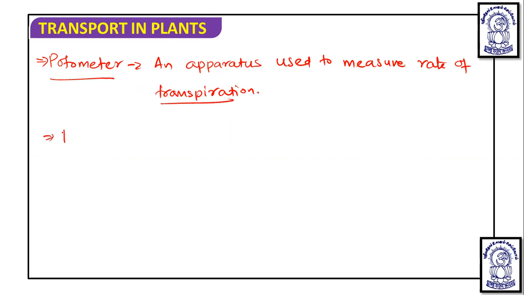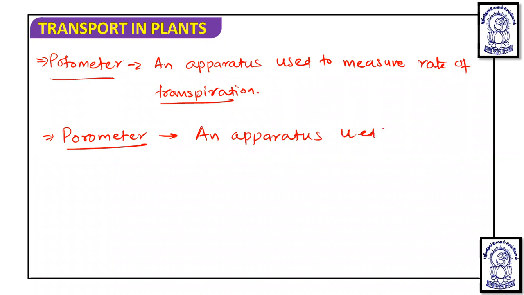And one more is there, which is known as the porometer. The porometer is an apparatus used to measure the area of stomata only, used to measure the pore size of stomata on the leaf. So this is what we can say about transpiration.